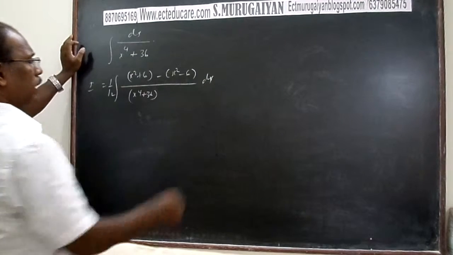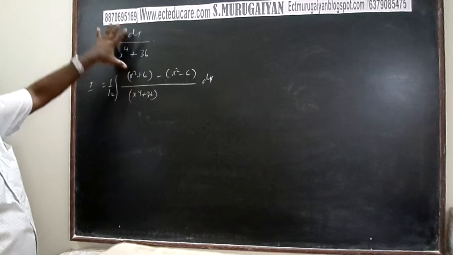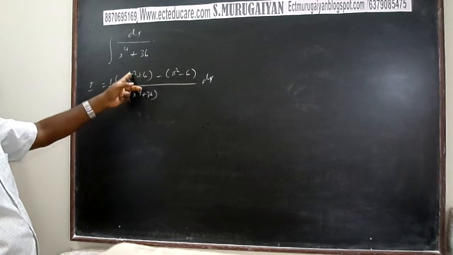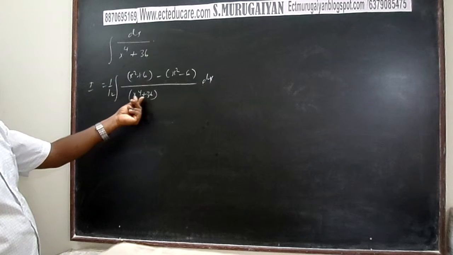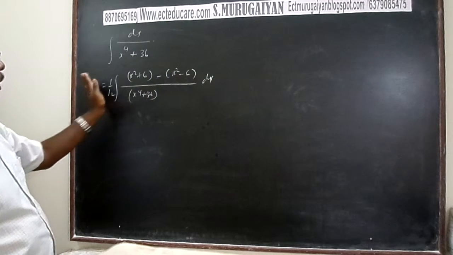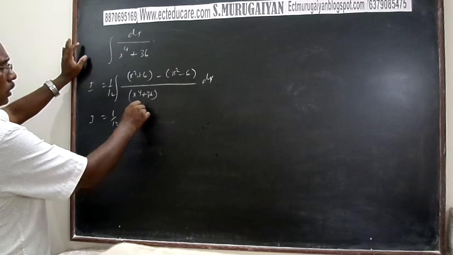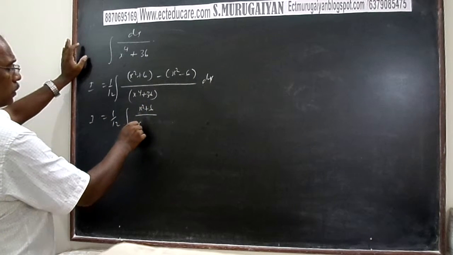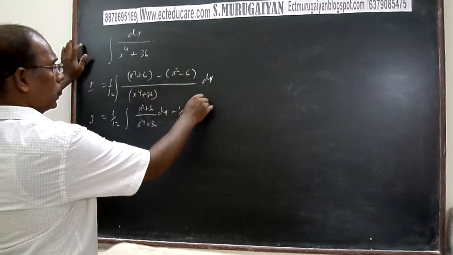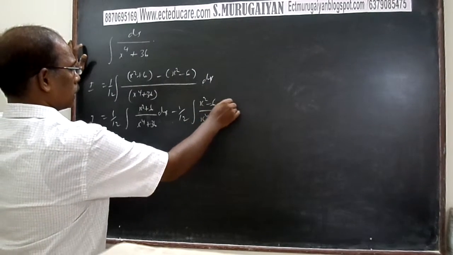So by addition and subtraction we have adjusted the given integral. This is nothing but the original integral 1 by x power 4 plus 36, but the numerator is the highest degree term and the least degree term in both the terms. So better we separate into two integrals. I equals 1 by 12 integral of x square plus 6 upon x power 4 plus 36 dx minus 1 by 12 integral of x square minus 6 by x power 4 plus 36 dx.